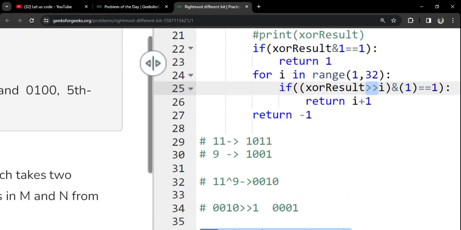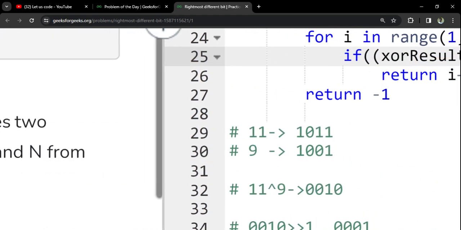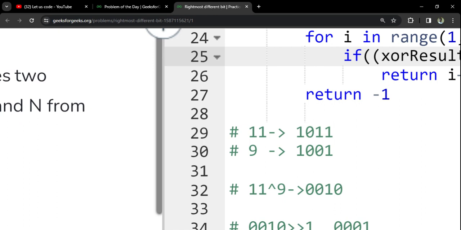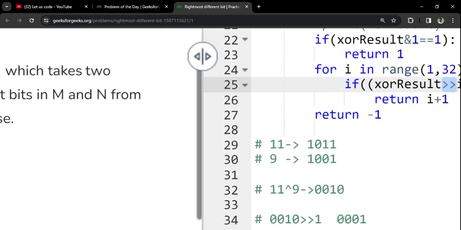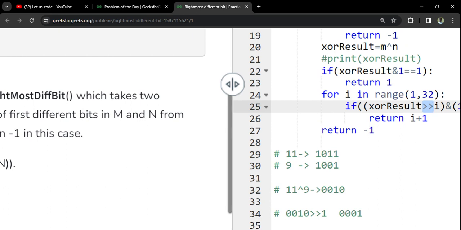See, remember one thing: if two numbers are not same, definitely they will have some difference. Definitely at least one bit will be there which is different in them. Please make this one very, very clear. If two numbers are not same, definitely there will be at least a bit which will be different in both of them. Okay, one thing is clear. Next thing is how to find that. I have to find the utmost one.